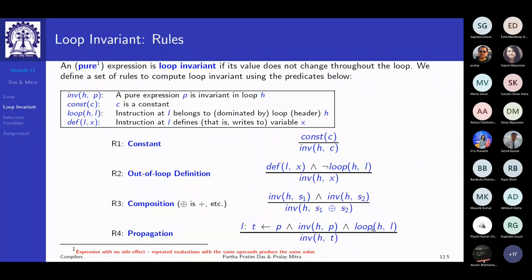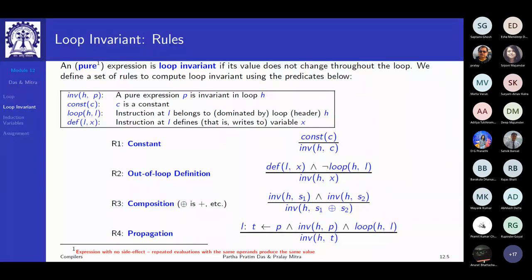and L is a statement, L is an instruction in the loop H, where L is an assignment of T from the invariant expression. So what is L? L is an assignment where P is being assigned to the variable T, right? So it is a definition. So P is invariant. This statement is inside the loop. Then I can say that T, the variable T, is invariant in the loop. Right? So this is quite obvious. So this is the propagation rule.